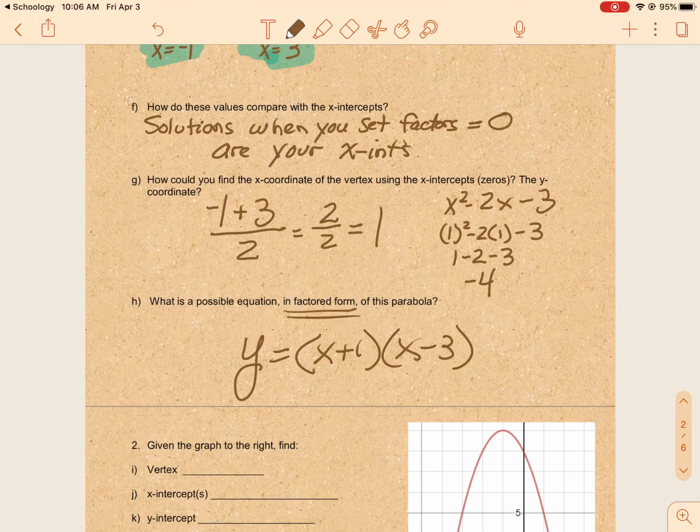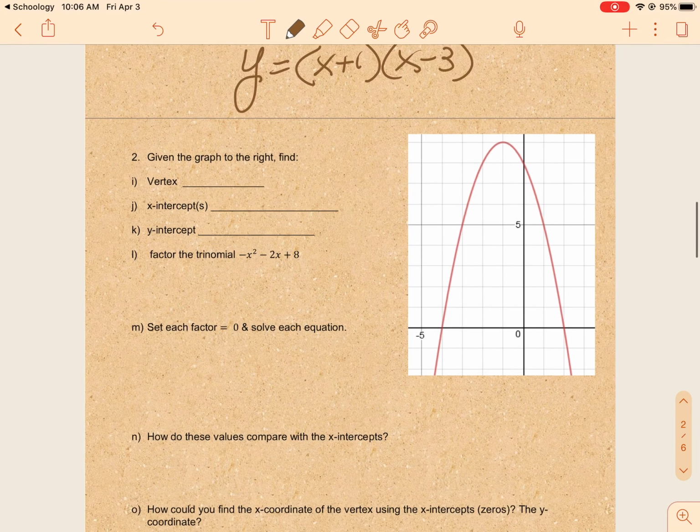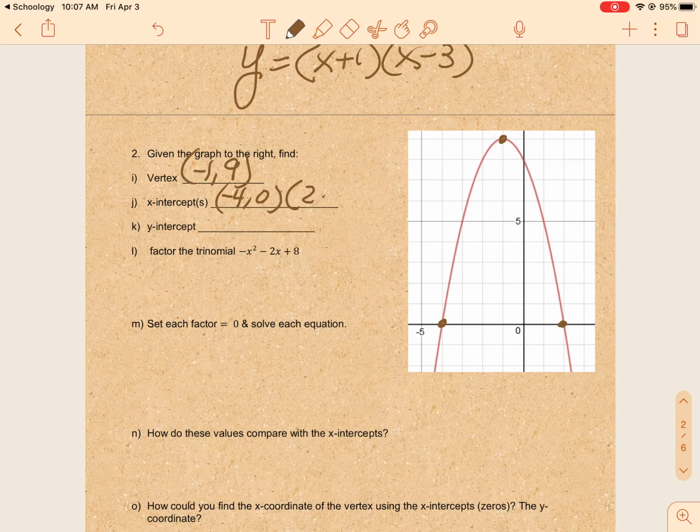Now let's look at the second one. We have the graph on the right. Find the vertex. We see it's right up here at -1, 9. The x-intercepts are here at -4, 0 and 2, 0. Y-intercept is right up here at 0, 8.